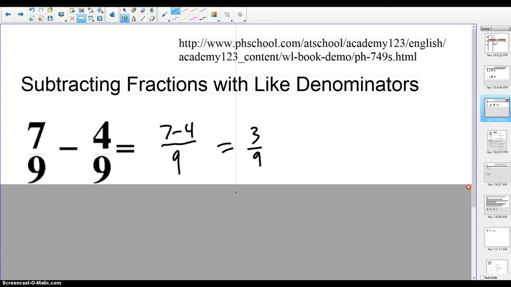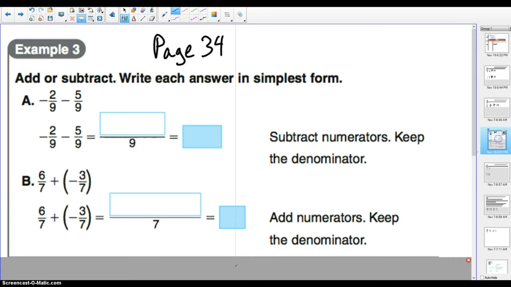So it is now your turn to try these on your own. On page 34 in your notebook, we have example 3. We have two different problems that everybody should try on their own. We have negative 2/9 minus 5/9, and 6/7 plus negative 3/7. Solve these on your own, and we'll come back together in 2 minutes.